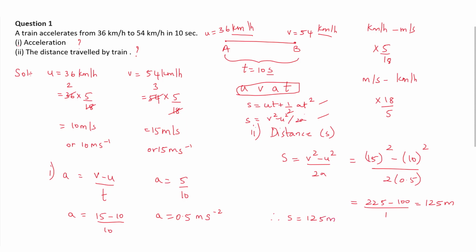So from this point to travel to this point, the s is 125 meter. Always remember the units, displacement and distance are in meter. So this is our distance, and this is our acceleration. This is how you solve this problem. Now let's go to the next problem.